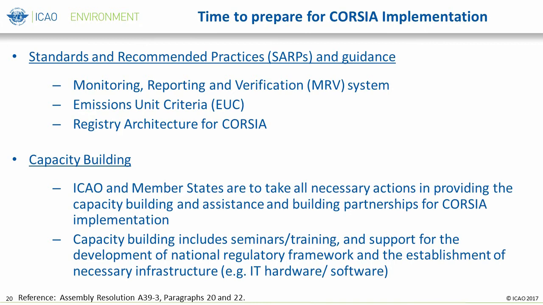The development of internationally harmonized rules through ICAO SARPs and guidance for these components are one of the primary building blocks to implement CORSIA. The other primary component is capacity building and assistance for member states. Paragraph 22 of Assembly Resolution A39-3 instructs ICAO and member states to take all necessary actions in providing the capacity building and assistance and building partnerships for implementation of the CORSIA. Some capacity building has already started, such as seminars and training. Other activities, such as the support for the development of national regulatory framework and the establishment of necessary infrastructure, will also commence.